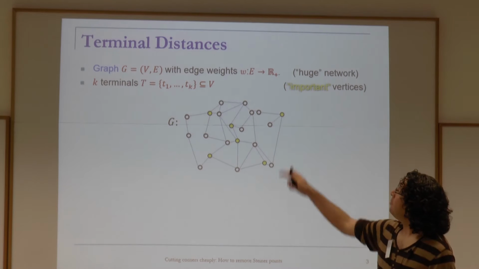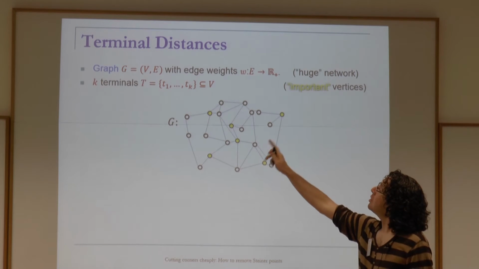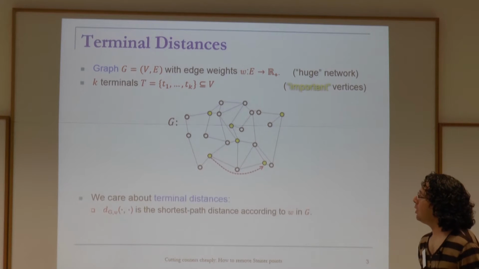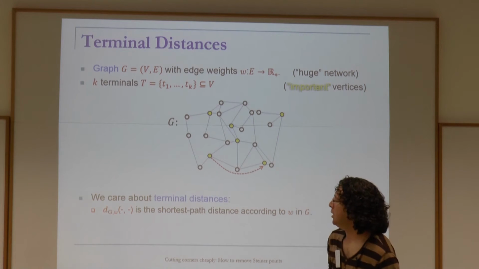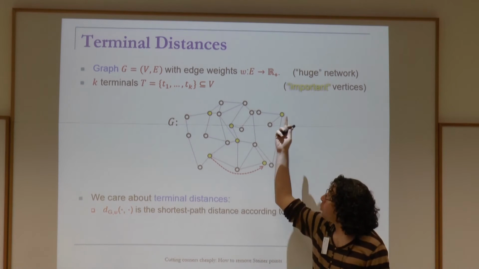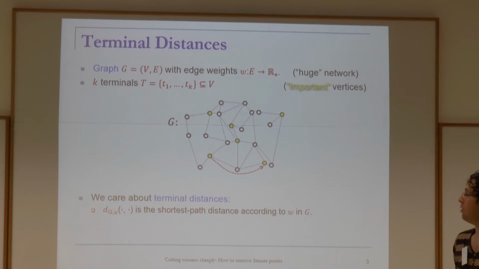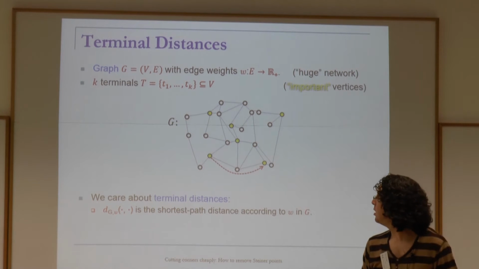We have a graph. We think of it as a huge network. And we have k terminals, T1 to Tk, which is a subset of the vertices. And we care about terminal distances. The edges of the graph are weighted, and the weights induce the shortest path distance metric on the graph, which will be denoted like this.